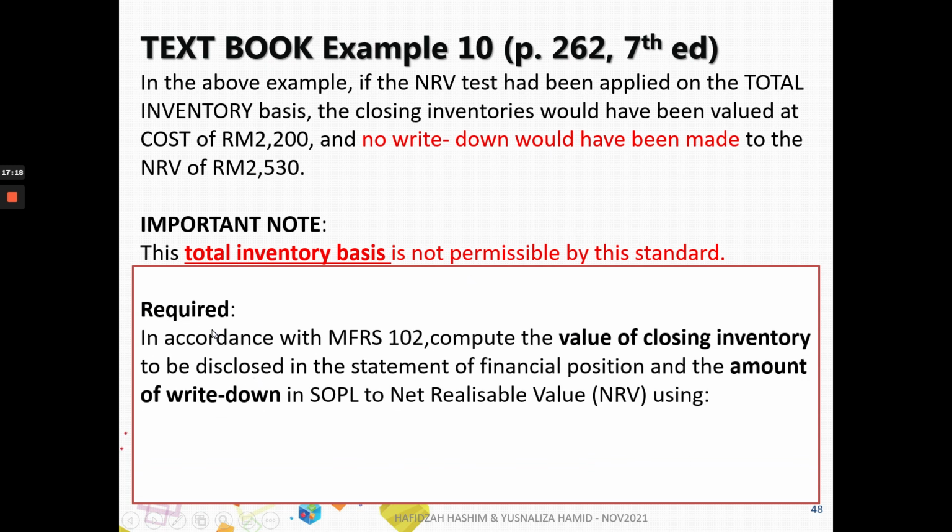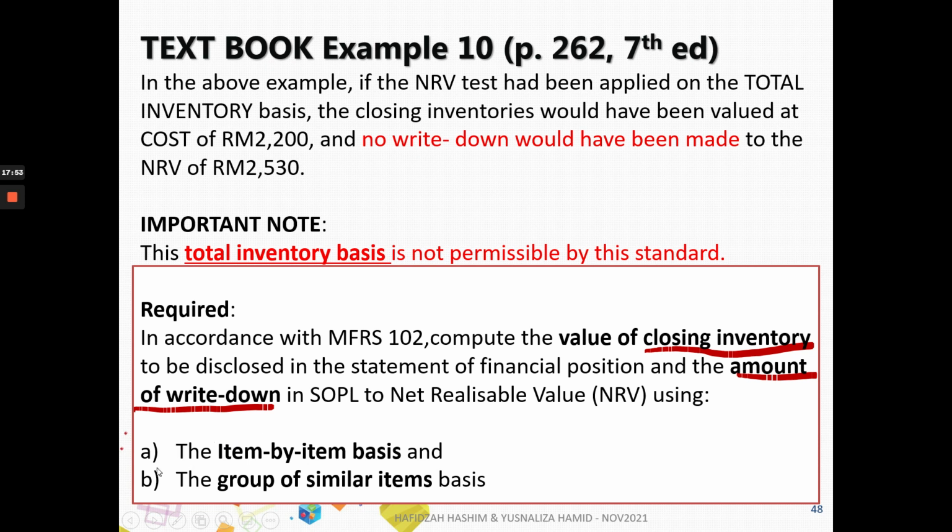So what is required in this question actually? You are required, in accordance with MFRS 102, to compute the value of closing inventories to be disclosed in the statement of financial position. You need to compute the closing inventories that you will show in the current asset section, and also the amount of write down, basically knowing what to be debited to the cost of sales and what to be credited to the inventory account should there be any write down.